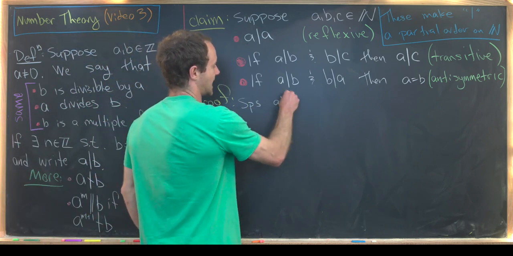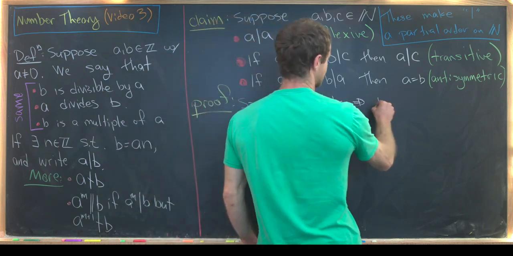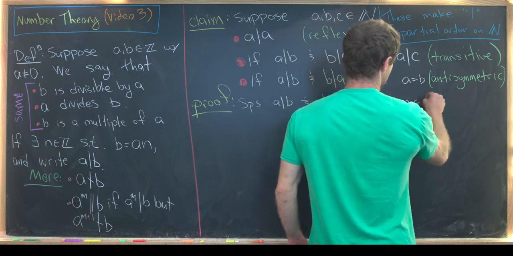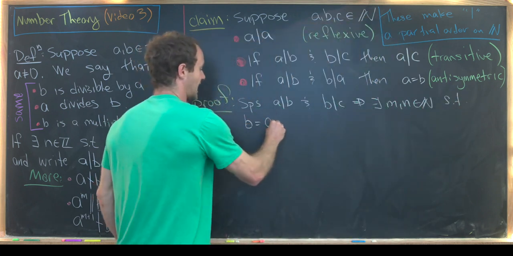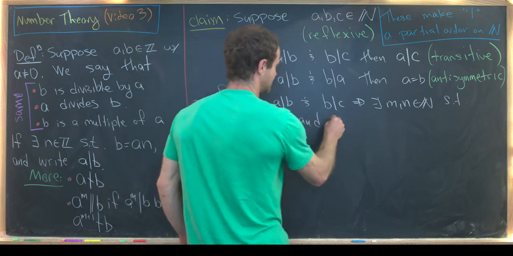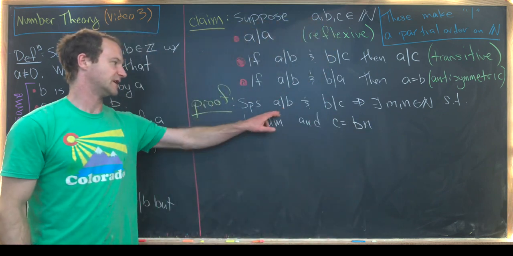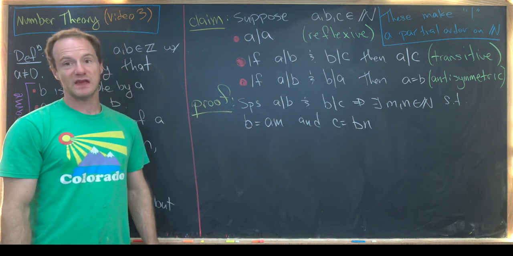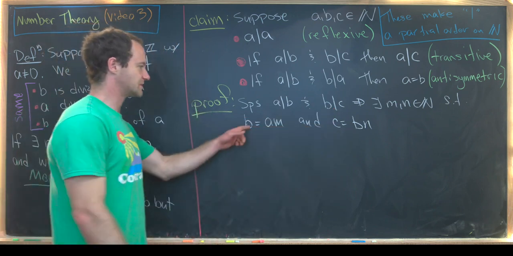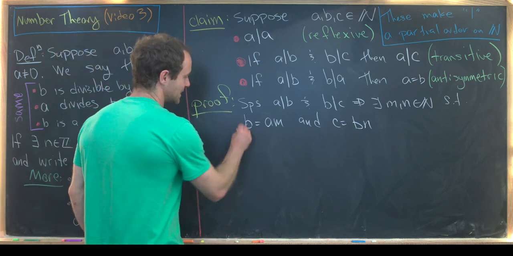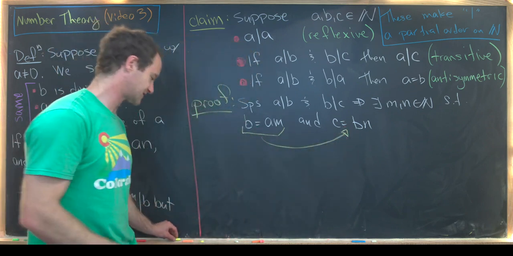So let's suppose A divides B and B divides C. So that tells us that there exist integers m and n such that B equals A times m and C equals B times n. This is from the divisibility of B by A, and this is C by B. Okay, so now notice that we can take this expression right here and insert it into our second expression.